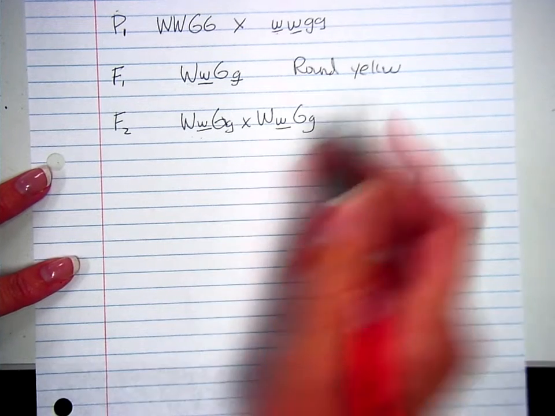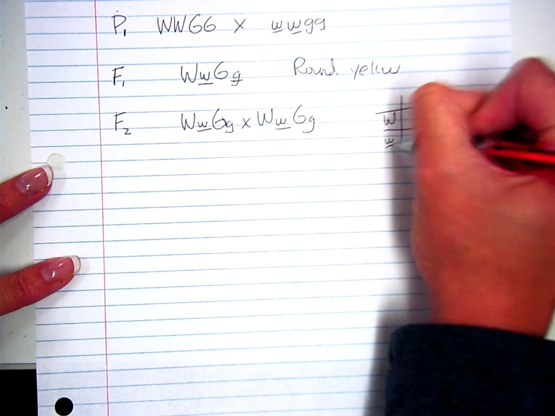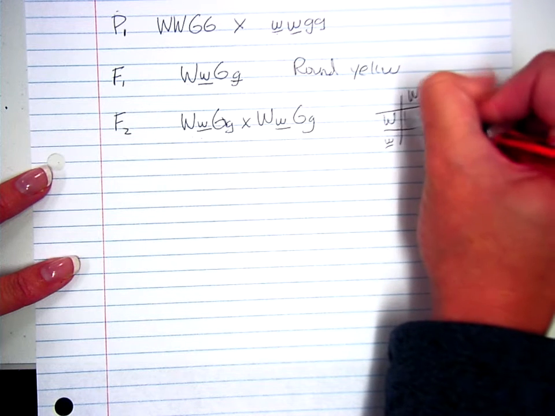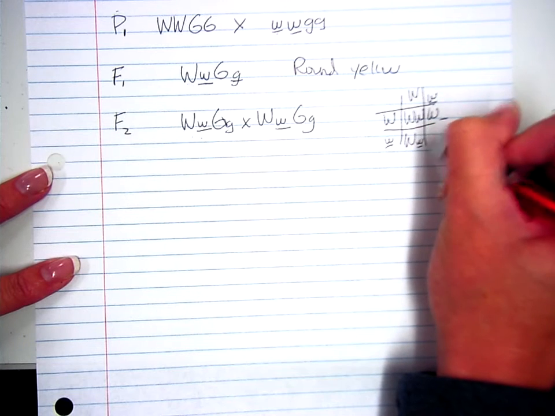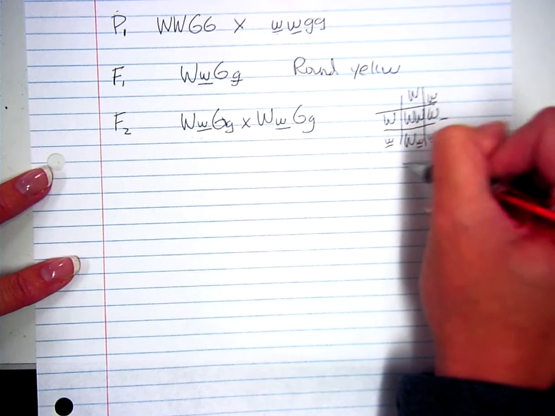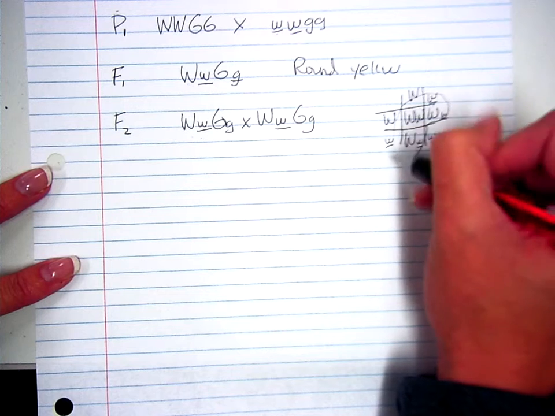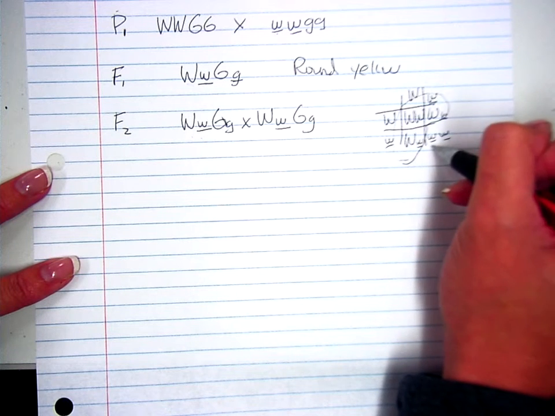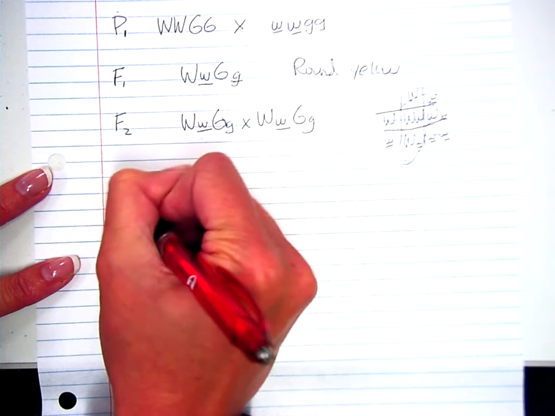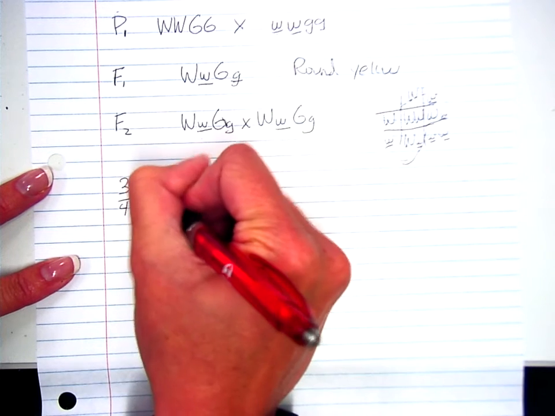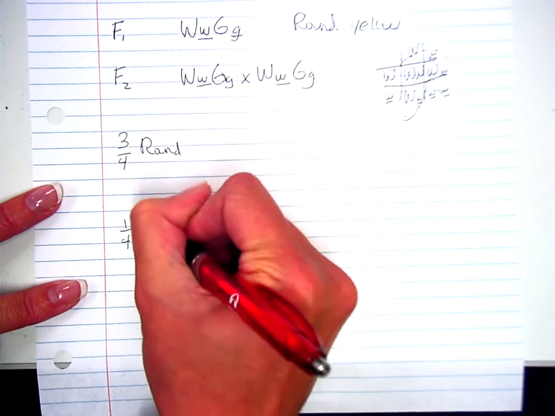And we say to ourselves, if I, just over to the side, took a big W, little w, and crossed it with a big W, little w, I'm going to end up getting 3/4 that are round and 1/4 that are wrinkled. So in my branch line diagram, I'll say 3/4 out of all of these will be round, which is the dominant trait, and 1/4 will be wrinkled.